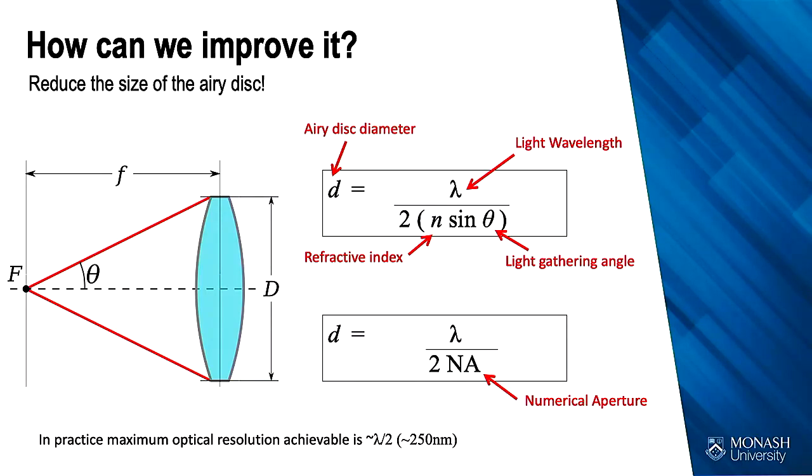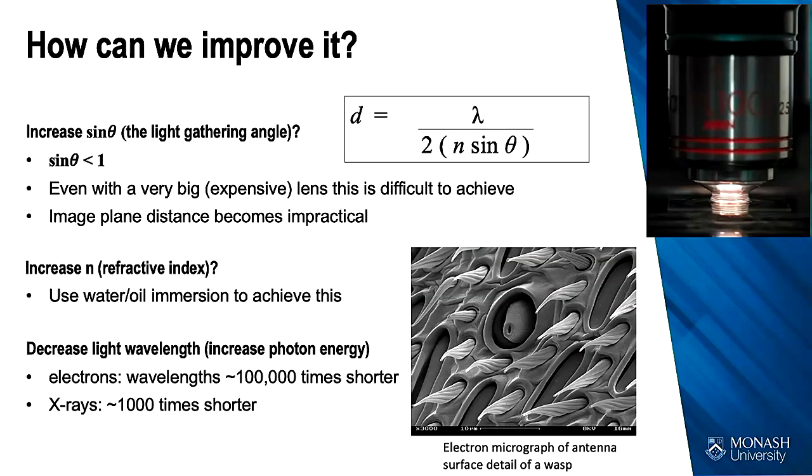The really powerful microscope lenses will have a very high NA, and are very expensive, because it's hard to make a lens that big that's good enough quality. But yes, NA is your first port of call. What else? Actually, let's go here. Okay, so increase sine theta, increase NA, basically. Sine theta is limited though, to 1, right? You can't get bigger than 1. So even with a very big and expensive lens, there's a limit to how much you can increase your NA.